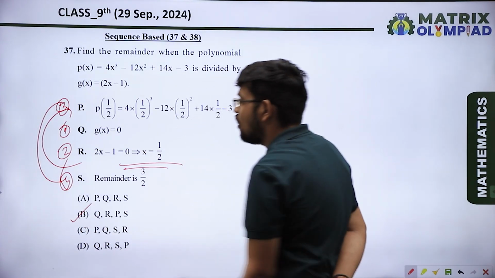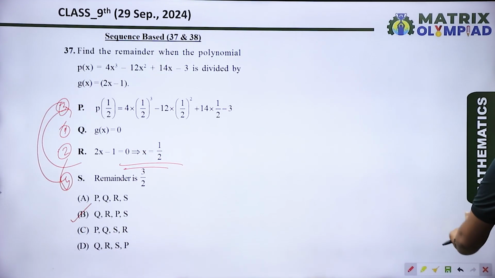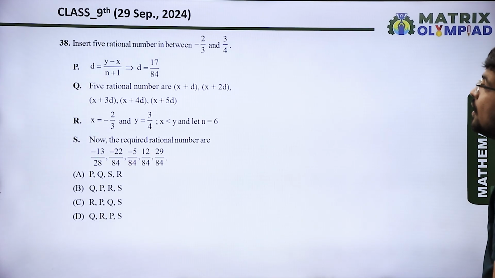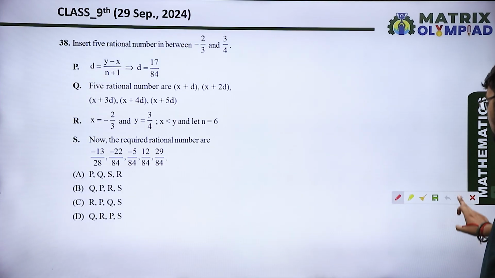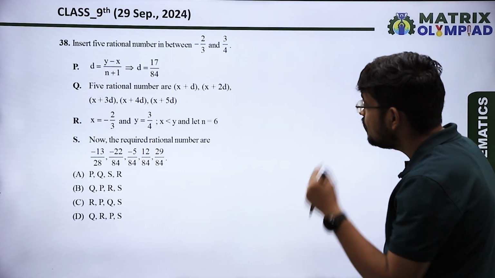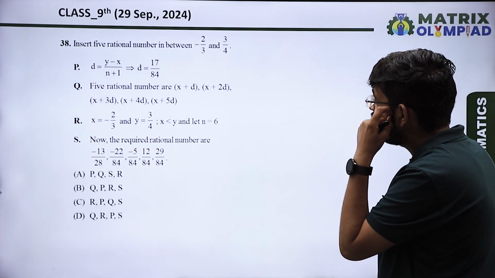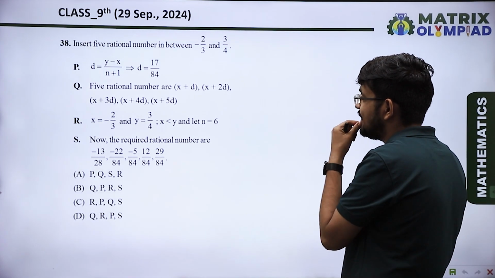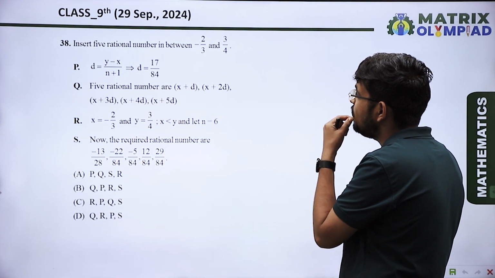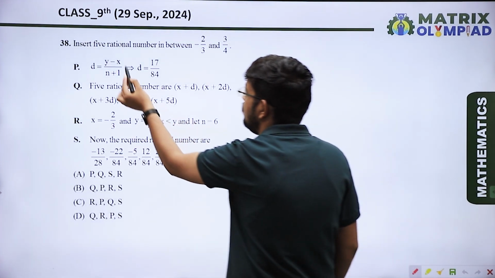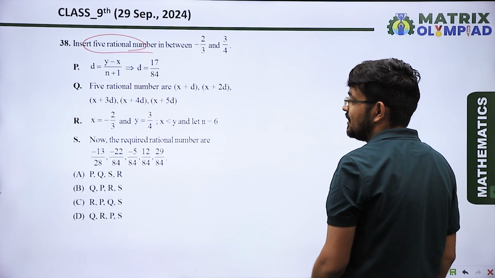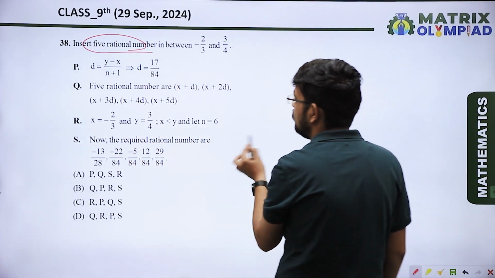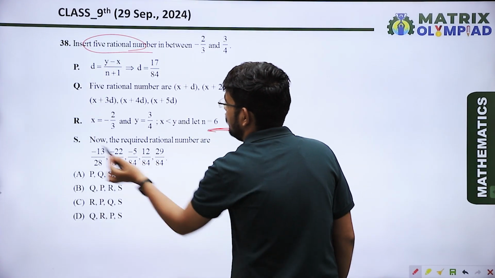Option B is the correct answer. Next is insert 5 rational numbers between minus 2 upon 3 and 3 upon 4. First of all, what do we do? We take both numbers, and how many numbers do we have to find? We have to find 5 numbers. So we assume n equal to 6. It should be 1 greater than the number of terms to be found.